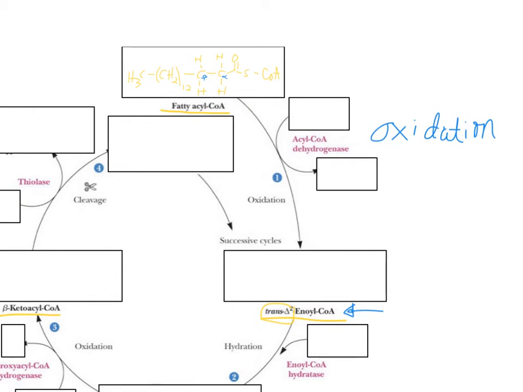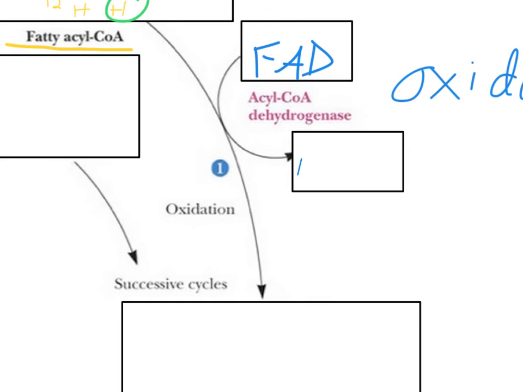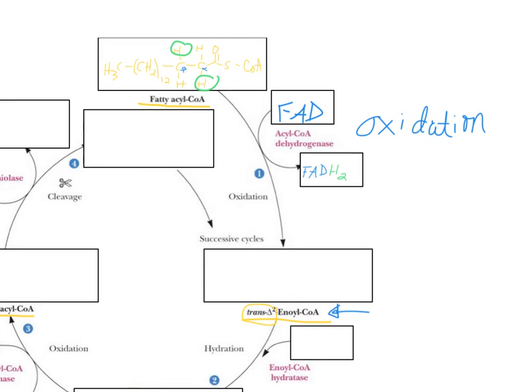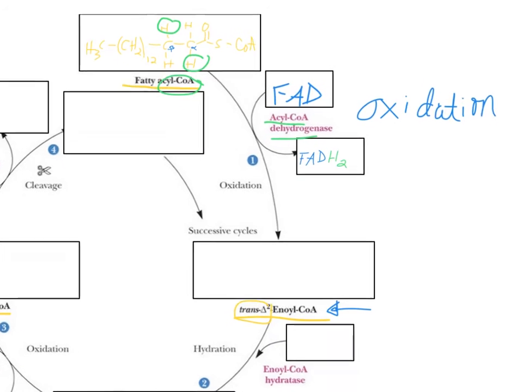So we're going to be losing this hydrogen, and we'll put them on an FAD. It will be reduced to FADH2. So we're going to lose those two hydrogens, which are going to be placed on an FAD to make FADH2. And the enzyme here is acyl-CoA dehydrogenase. Again, all the dehydrogenases are named for their substrates. So acyl-CoA, we're doing an oxidation reduction, so it's a dehydrogenase.